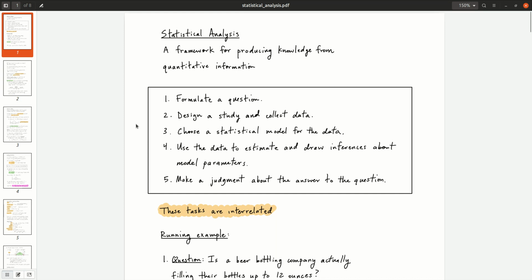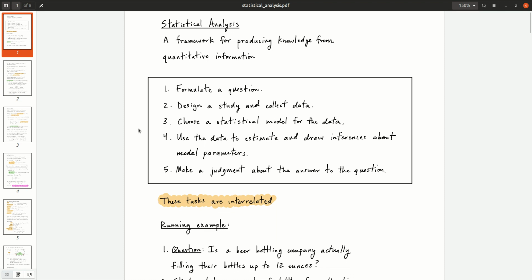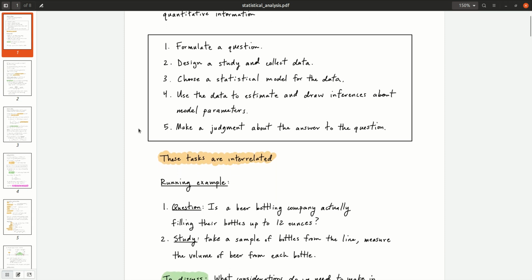Now, these 5 tasks are all related. Obviously, the 5th one depends on what happens in the first 4. But, for example, the statistical model that you choose is going to depend heavily on how you did the study, how you collected the data. And obviously, you want to design a study and collect data that gives you a chance of actually answering your question.